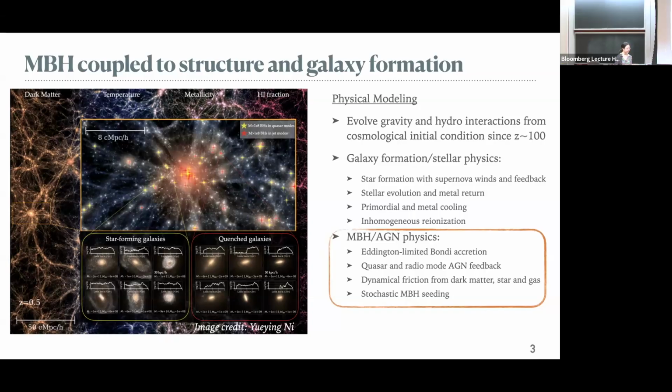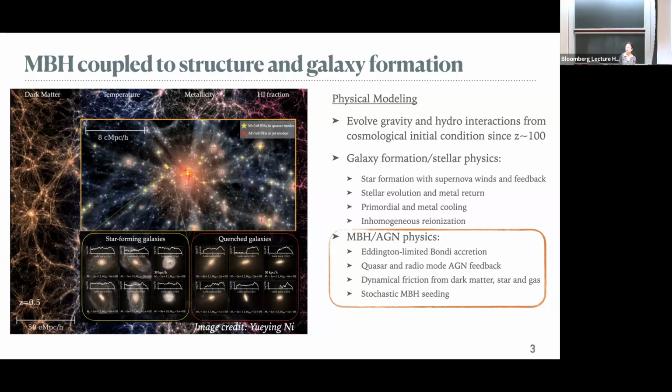And then for the radio mode, it's more of a kinetic feedback, trying to model more of an outflow scenario. So it's more of a kinetic energy dump to the surrounding gas.